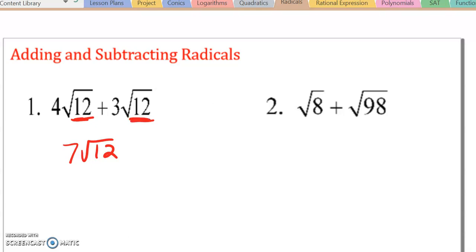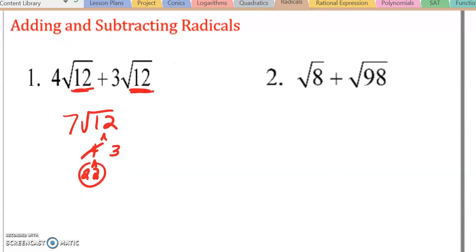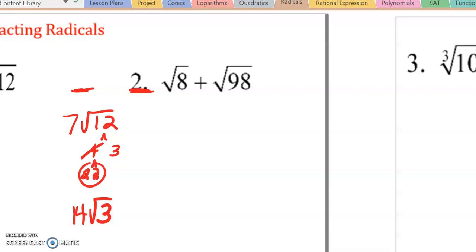So this one, yes, they both are radical 12. We can put them together right away. But when doing radicals, you always want to see if they can simplify. So if we go back to our simplifying method, I did 4 and 3. Pair, 7 times 2 is 14 root 3, which would be your final answer if I asked you to add those together.